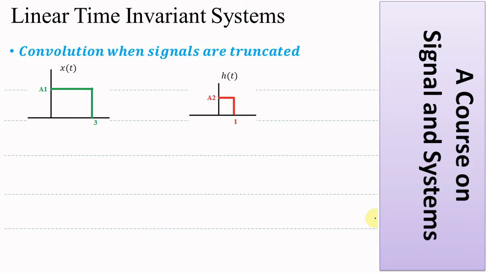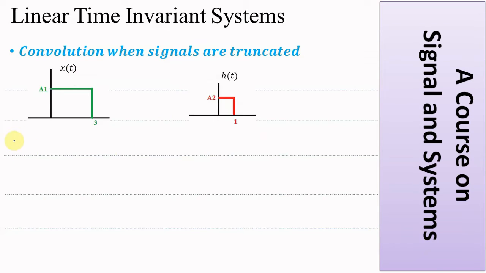Similarly, h(t) is 2 from 0 to 1, and I want to convolve the two signals. The two signals are truncated: x(t) starts at 0, so it does not exist before 0, and it ends at 3, so it does not exist after 3 in time. Similarly, h(t) is truncated as well.